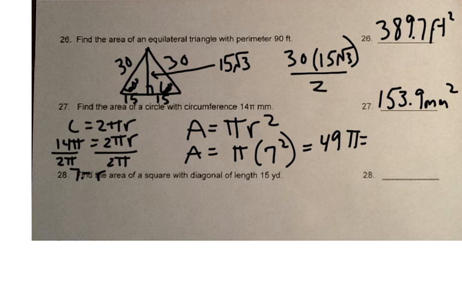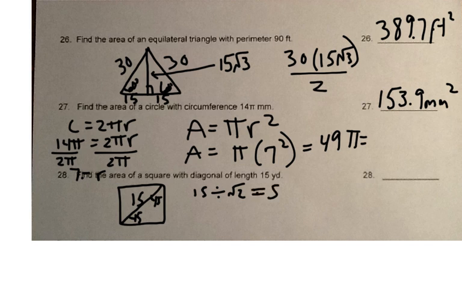Number 28, find the area of a square with a diagonal of 15. We need to know the side length. This is a 45-45 special right triangle. So I'm going to take 15 and divide it by the square root of 2 to get the length of the side. So the side length on the square is going to be 10.6. So if I multiply 10.6 times 10.6, I get 112.5 square yards for the area of the square.